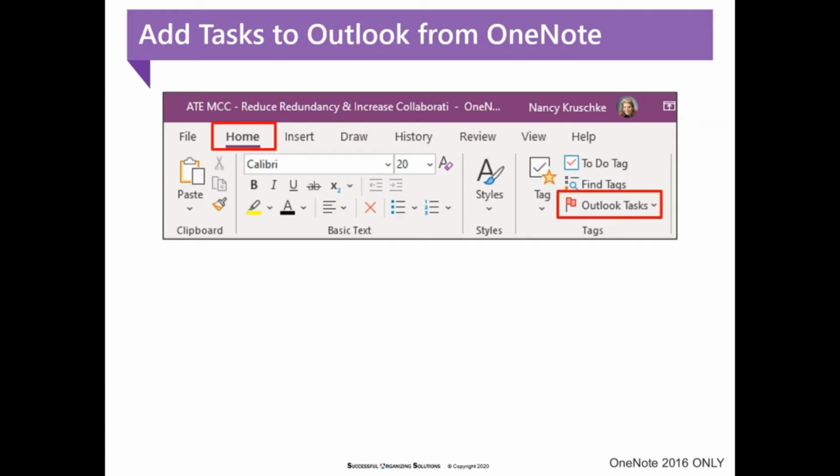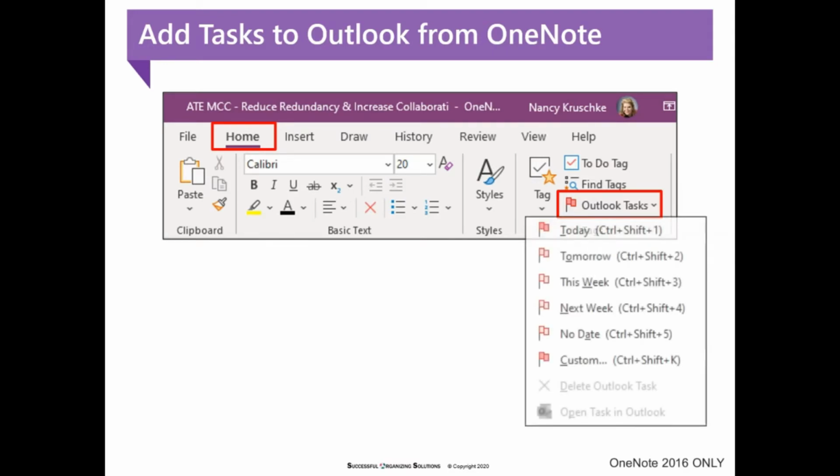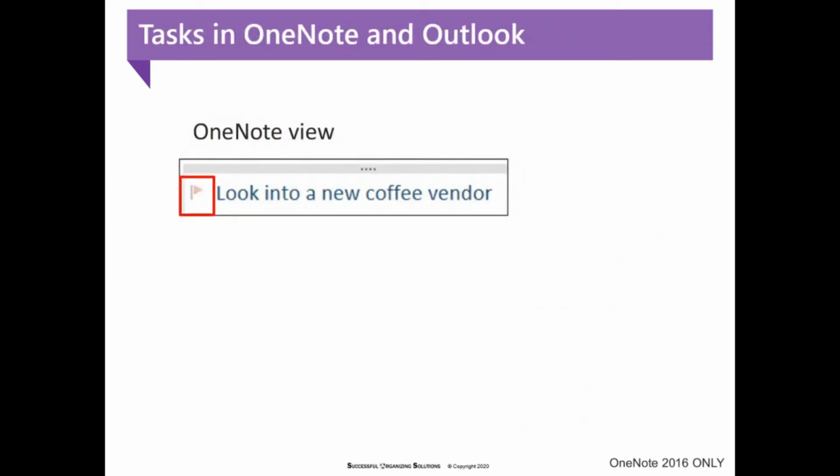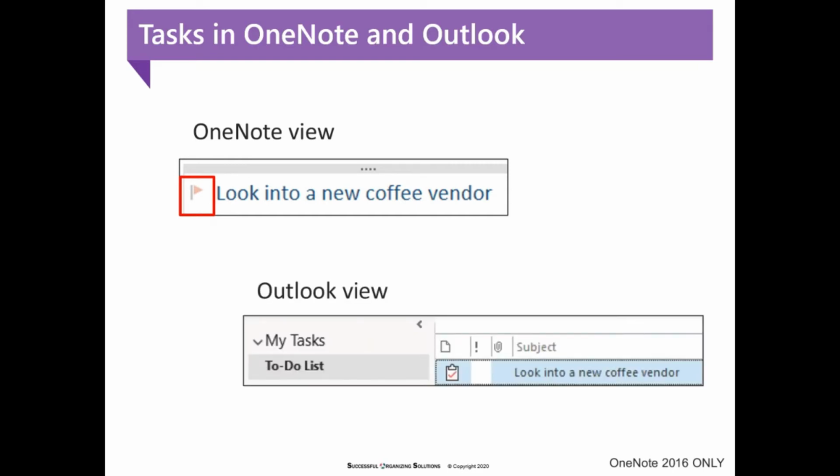From the Home tab, locate the tags grouping and click Outlook tasks. As soon as you do that, it pops up, looking just like when you're adding a flag to an email message in Outlook. Go ahead and select your to-do and your due date, and this adds a task to your Outlook task list. In OneNote, you will see a flag in front of that line item, and in your task list in Outlook, you will see that task. These two items are linked together. So when you mark the task complete in Outlook, it will also mark it complete in OneNote and vice versa.